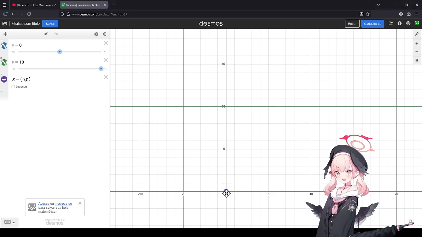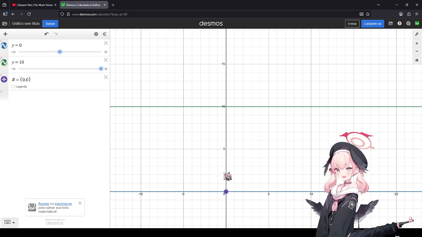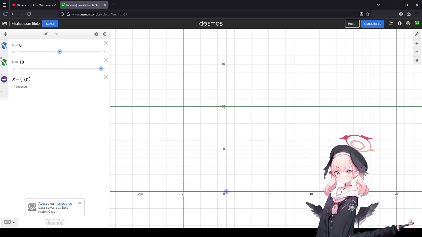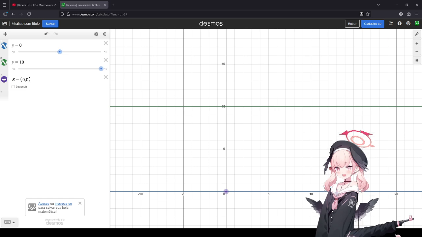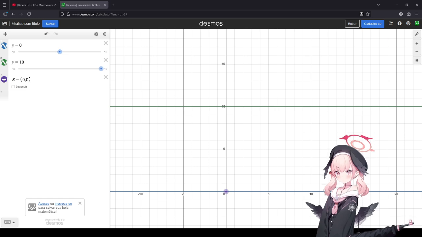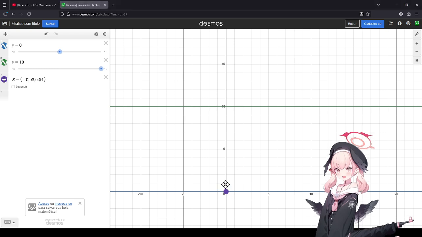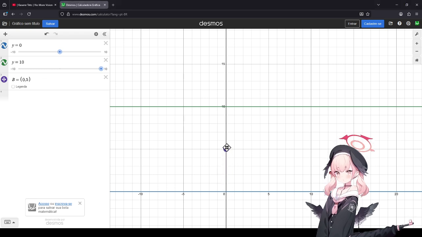Let's say we start here at 0, 0. So we haven't done anything yet. We are still at the origin of the river. We haven't moved. So I want to cross it. Let's say we cross 5 meters.